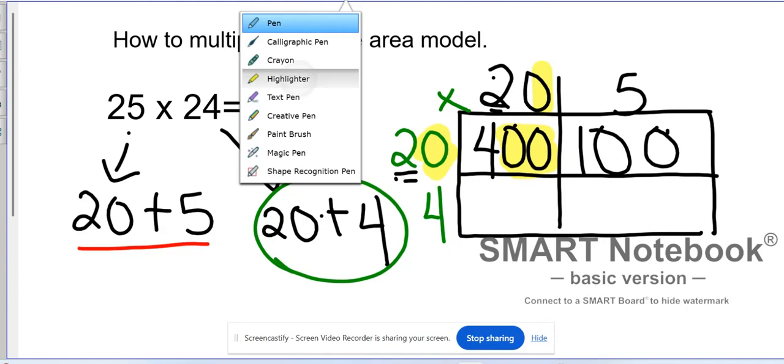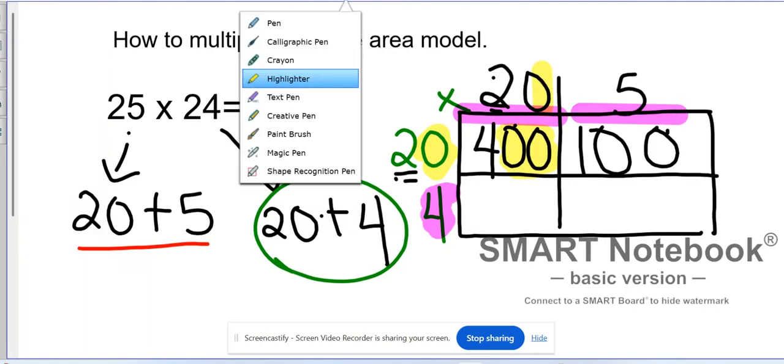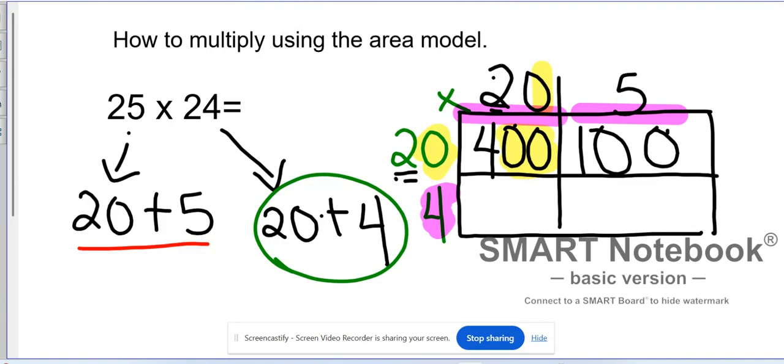Next, I'm going to work with my 4. Now I'm going to take 4, multiply it by 20, and then I'm also going to multiply it by 5. What is 4 times 2? 4 times 2 is 8. How many zeros do we have? Well, 4 doesn't have any zero, but 20 has 1 zero. So I'm going to put 1 zero here. What is 4 times 5? 4 times 5 is 20. Now in my box, I have 400, I have 100, I have 80, and I have 20.